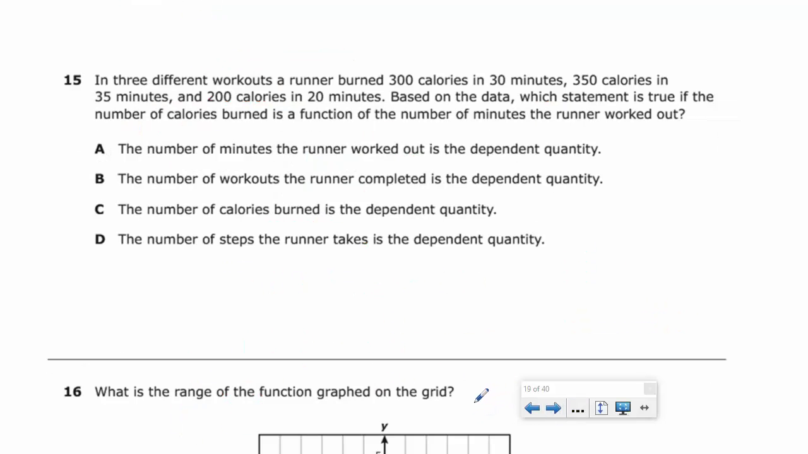Number 15. In 3 different workouts, a runner burns 300 calories in 30 minutes, 350 calories in 35 minutes, and 200 calories in 20 minutes. Based on the data, which statement is true about the number of calories burned as a function of the number of minutes worked out? What they're telling me is the number of calories burned is a function of the number of minutes the runner has worked out. So calories burned is your Y, because that's what it's a function of. So Y is calories burned.